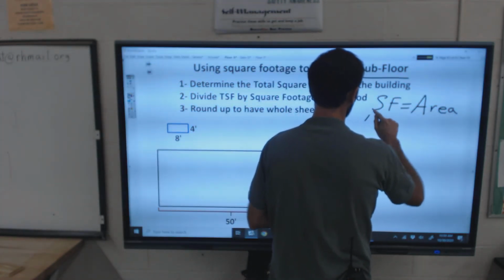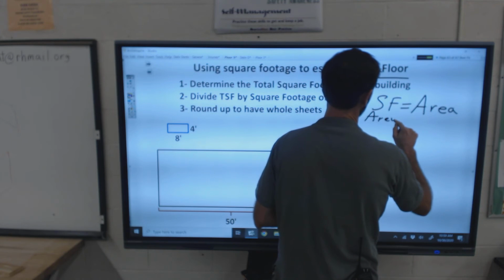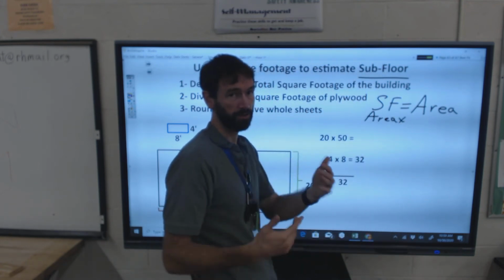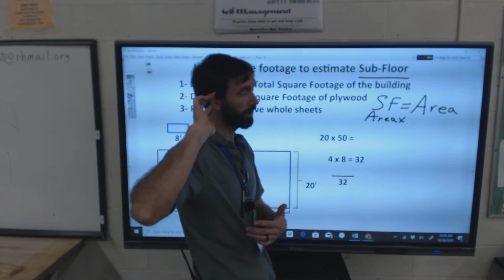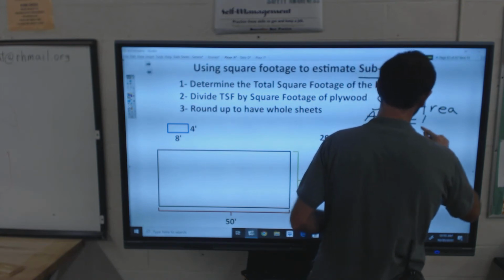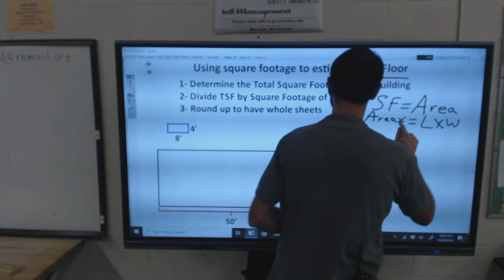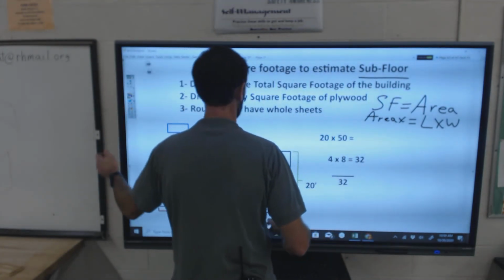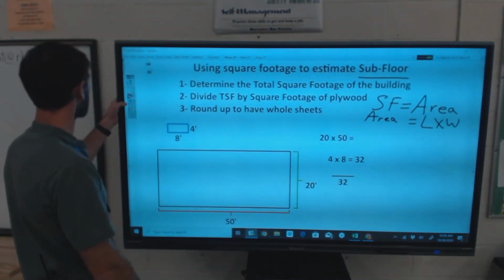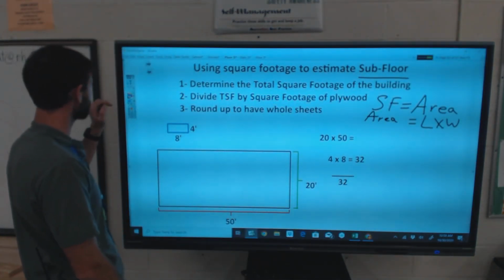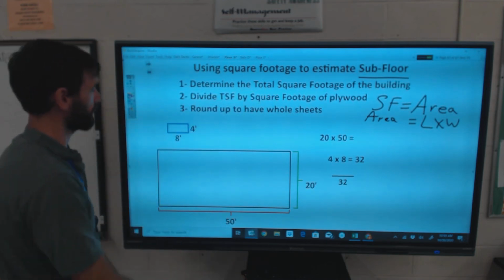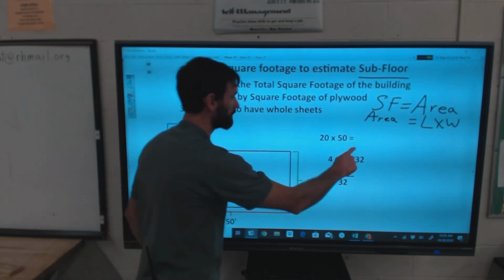Apples to apples here. An area. You guys remember the formula for area? Think back to your geometry classes. Can you hear it? Yeah, length times width. Why did I put an X? That's weird. Length times width. There's not supposed to be a little X. All right, so area equals length times width. Not gonna write that down. If it helps you, you don't have to. All right, determine total square footage of the building. So length times width, 20 by 50, that's 1,000.